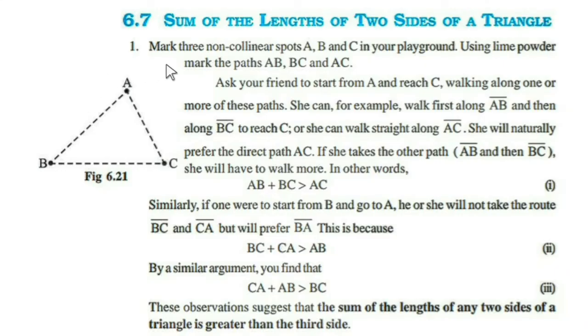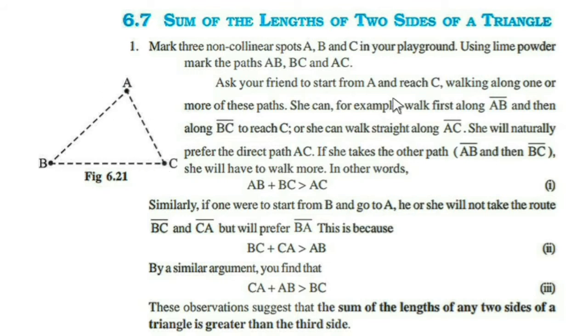Let us understand the sum of lengths of two sides of a triangle. Now, mark three non-collinear spots A, B and C in your playground. Non-collinear means not in a straight line. Using lime powder, mark the paths AB, BC and AC. Now, from these points, you have to mark the paths AB, BC and CA with the help of lime powder.